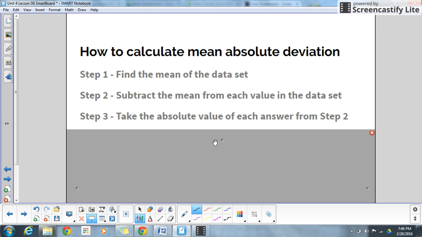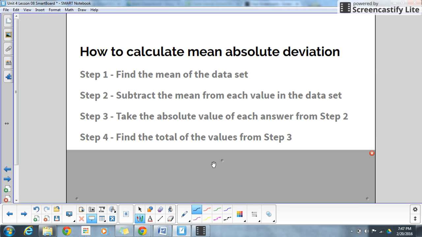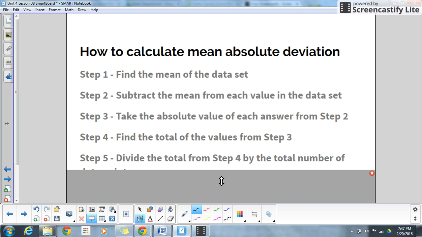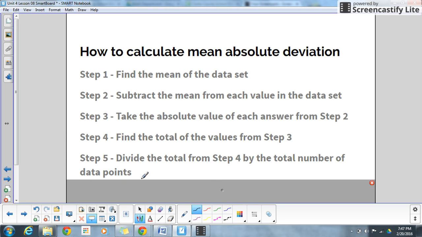Step 3. You're going to take the absolute value of each answer from step 2. This is going to turn all of your answers from step 2 into positive numbers. Step 4. Find the total of the values from step 3. Lastly, step 5 is to divide the total from step 4 by the total number of data points. So in other words, in steps 4 and 5, you're basically finding the average of step 3, or the average of how far each data point is from the mean.